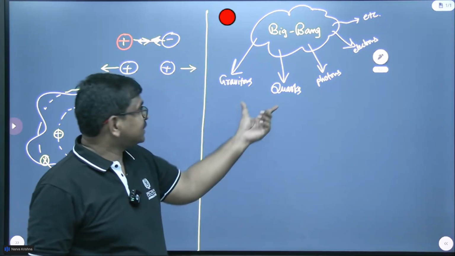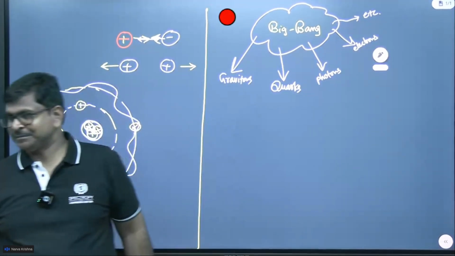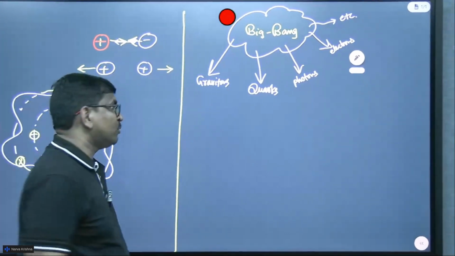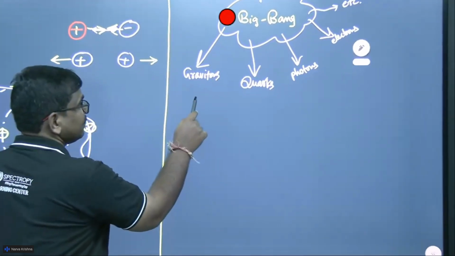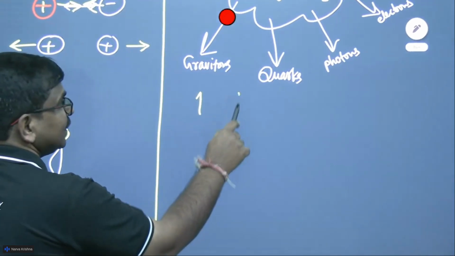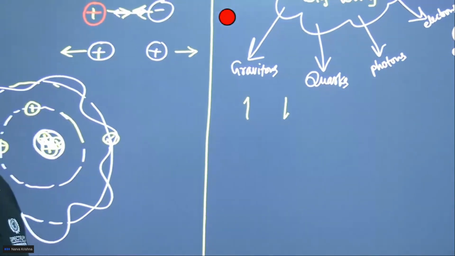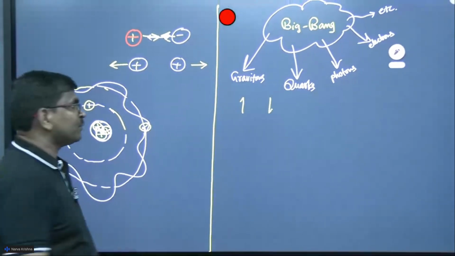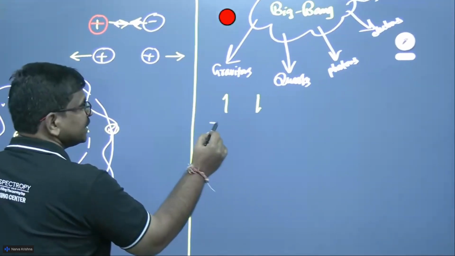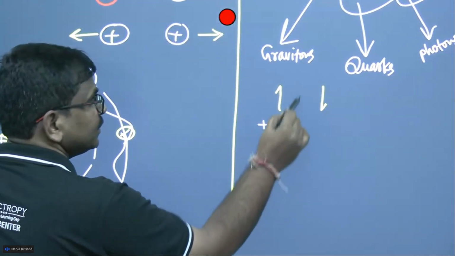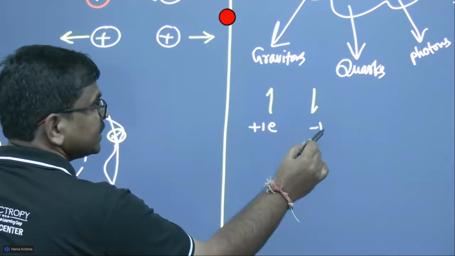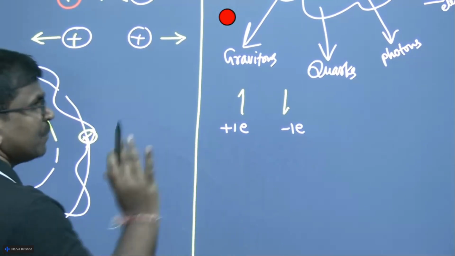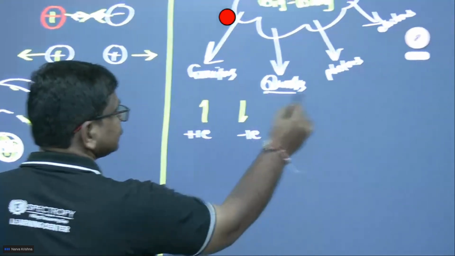And here this quark is an interesting story. In quarks, we have two types of quarks. One type is up, another type is down. The up quark has a charge of plus 1e, and the down quark has minus 1e. This is the property of these quarks.